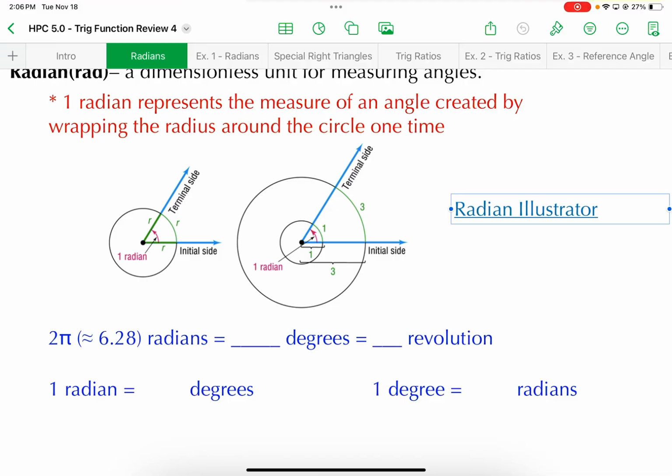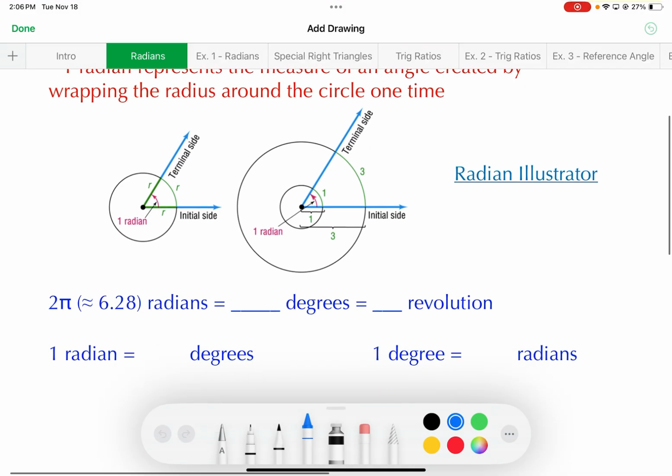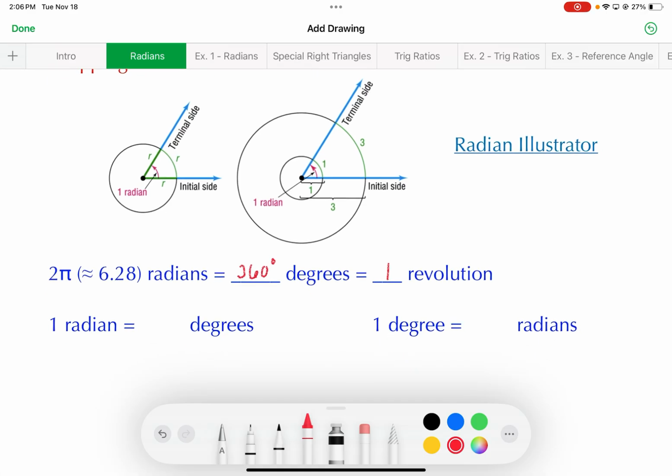So there we go, 2 pi, or approximately 6.28 radians. We know that's equivalent to 360 degrees, or 1 full revolution, right? Okay, so if 2 pi radians is 360 degrees, then 1 radian would be 360 divided by 2 pi, or that can reduce down to 180 over pi degrees. So that gives us a conversion fraction. We can go in the other direction. We could say 1 degree is equal to pi over 180 radians, right?